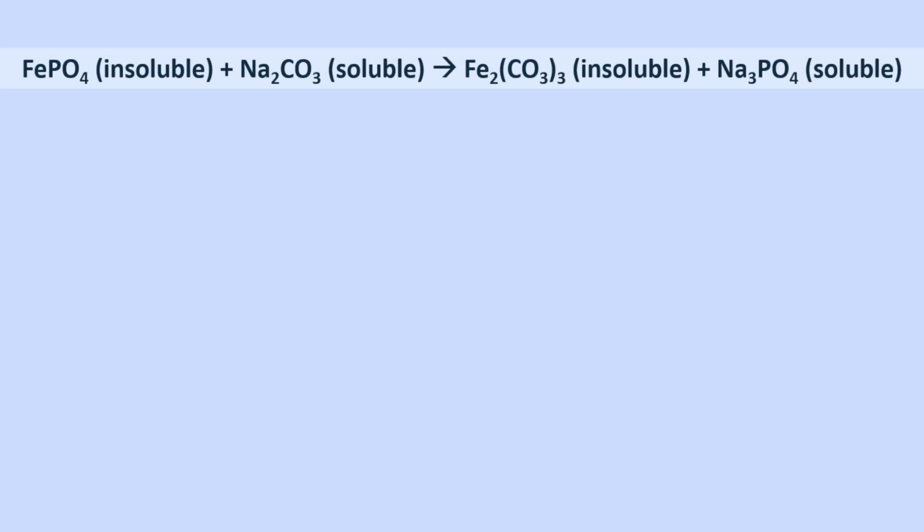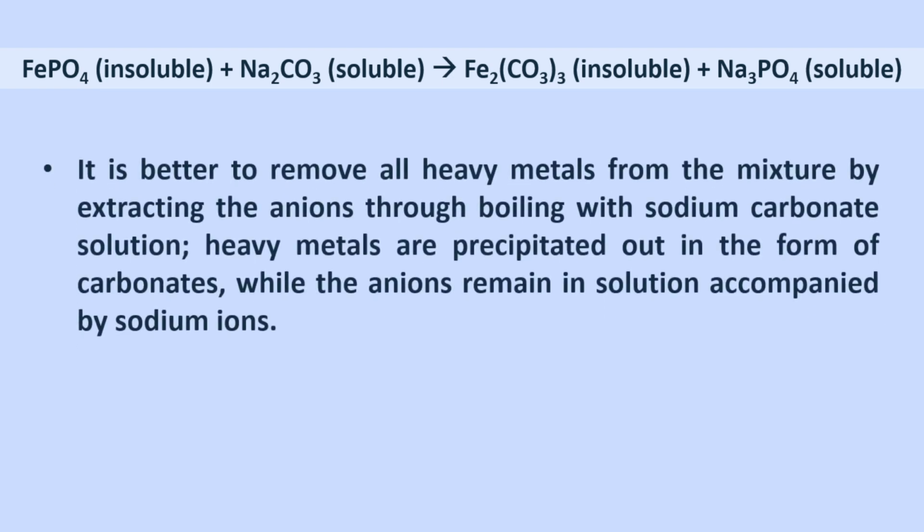Now let me demonstrate with an example how soda extract works. Ferric phosphate is not water soluble, so we cannot perform a test for phosphate ion. This issue can be resolved by preparing its soda extract. The insoluble ferric phosphate reacts with sodium carbonate to form soluble sodium phosphate, releasing free phosphate radical for detection. In short, it is better to remove all heavy metals from the mixture by extracting their anions through boiling with sodium carbonate solution. The heavy metals precipitate out as their carbonates while their anions remain in solution.